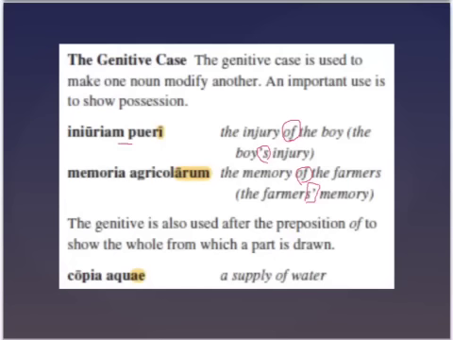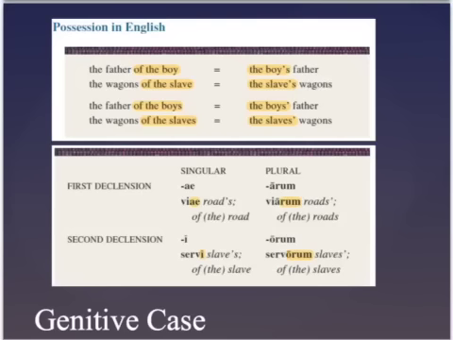Another use of the genitive is part of the whole. So for example, it could be supply of water. But I wouldn't worry too much about this because, again, you understand the meaning in English, and it also uses the English preposition of, same as it does for possession. So here are some more examples of ways to translate possession in English. Again, either with the preposition of, or the apostrophe s, or s apostrophe.